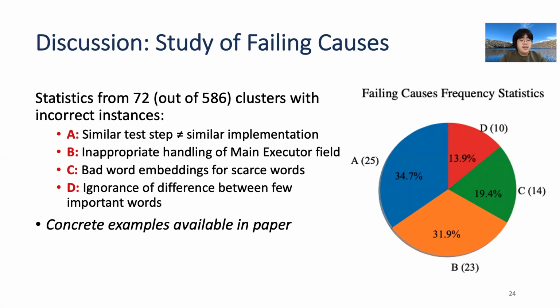B, the inappropriate handling of the main executor field. It's hard to know whether this contextual field matters or not. C, the bad word embeddings. For the relatively scarce words, the learned word embeddings are sometimes imprecise. And D, ignorance of the difference between a few important words, such as the negation word not. C and D call for a better natural language processing approach to handle. The concrete examples are available in our paper.